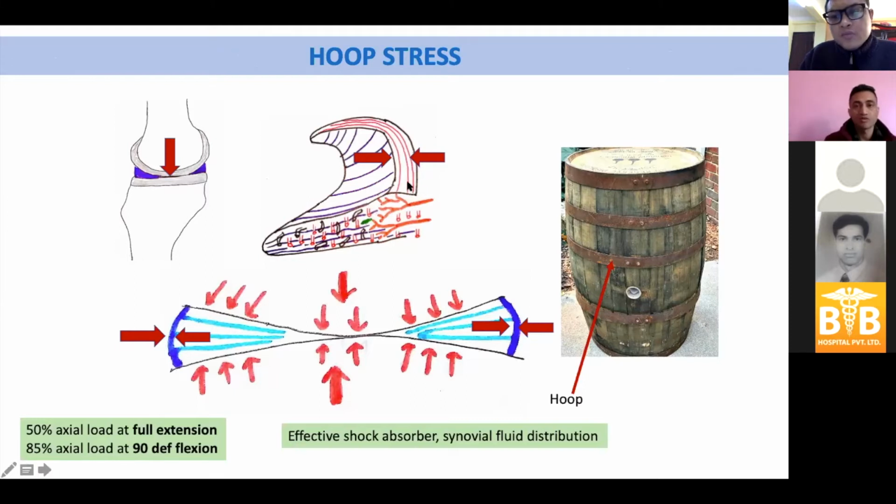So we don't want to tear; we want to repair, or at least preserve, the outer third of the meniscus, because if you do not preserve the outer third of the meniscus, it is equivalent to not having a meniscus as well. It is equivalent to total meniscectomy. So we don't want a total meniscectomy. We want the outer third of the meniscus, especially to prevent the hoop stress.